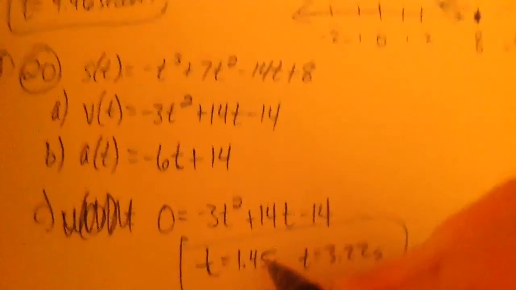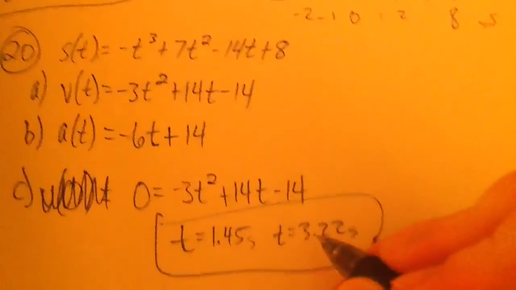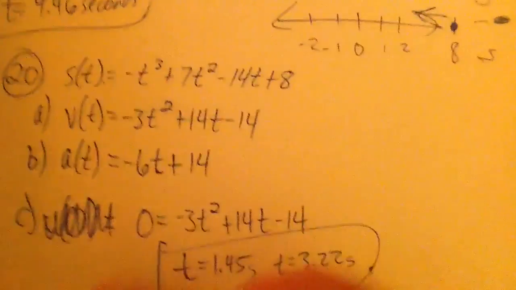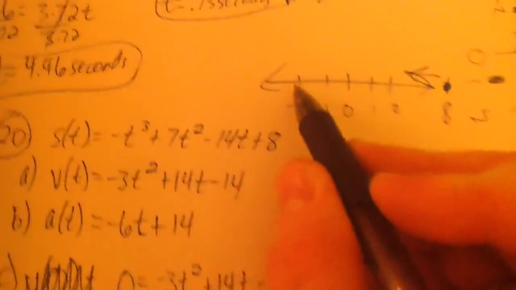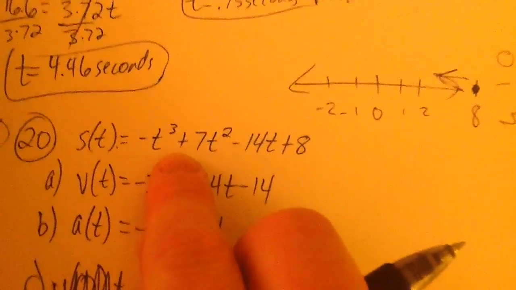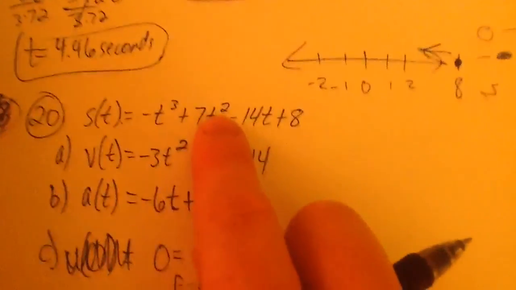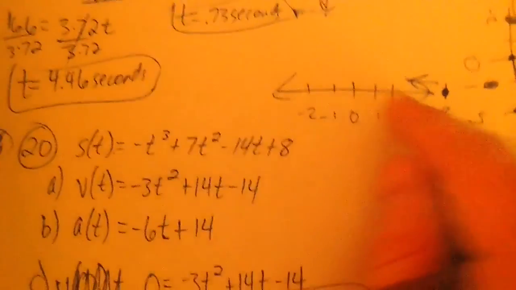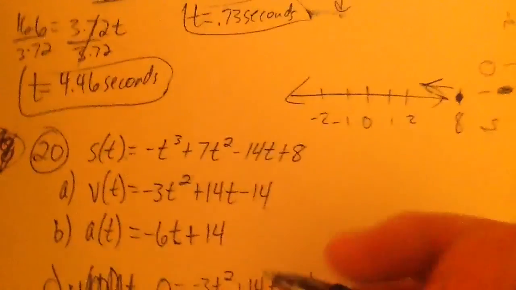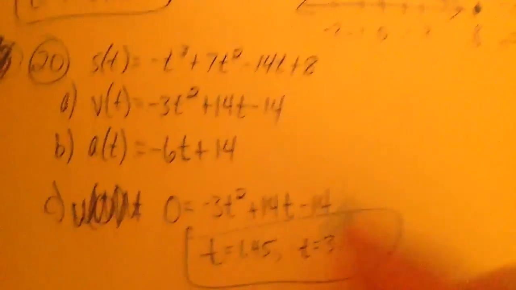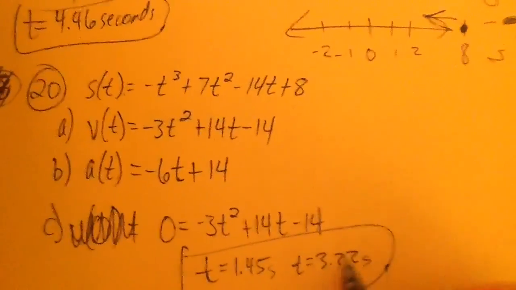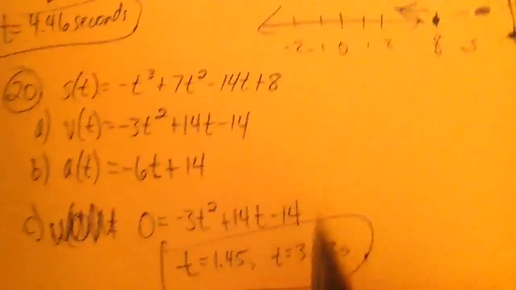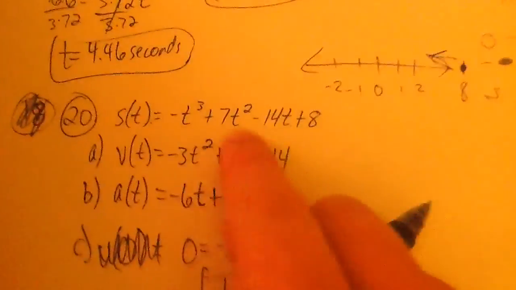So it moves to the left for 1.45 seconds. Then it turns around and moves to the right until 3.22 seconds. And then it goes back to negative, so it starts moving left again forever. How far does it move to the left? I don't know. I would have to use this. If I plugged in 1.45 for t here, it would give me a position, so I could figure out how far it moved to the left. If I wanted to know where it turned back around, I could plug that in for my position function.